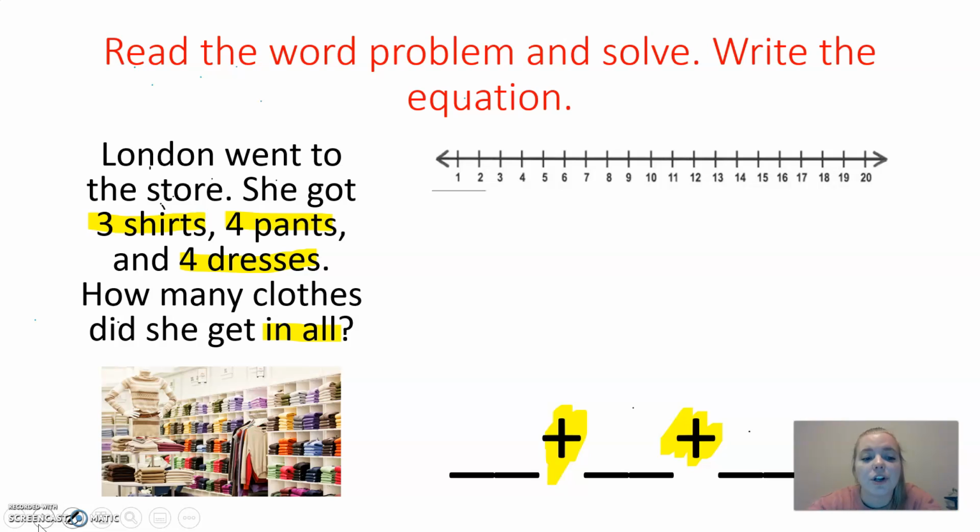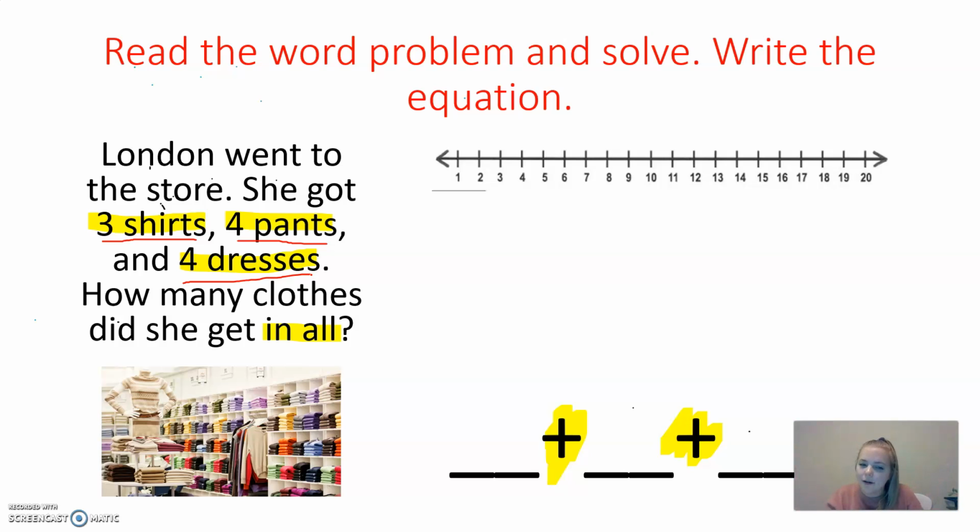So here's our word problem today, all right? So we're going to work through it together, but I want you to practice on another sheet of paper, okay? So I'm going to read it to you. London went to the store. She got 3 shirts, 4 pants, and 4 dresses. I want to know how many clothes did she get in all.